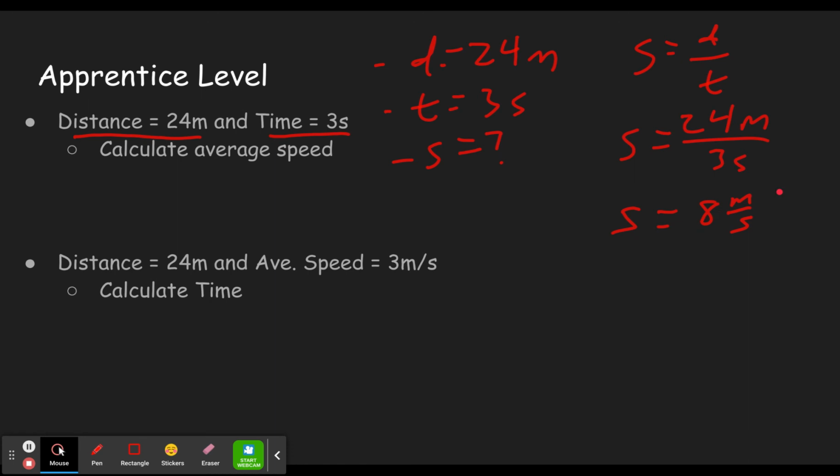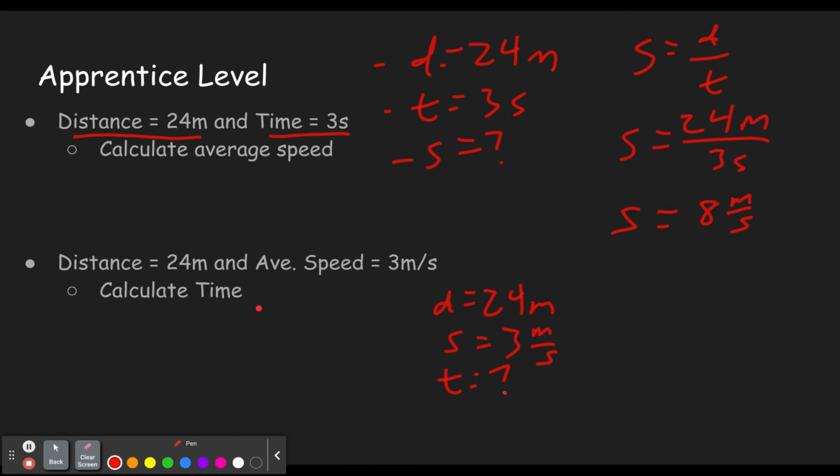All right. The second type of problem you'll see in the apprentice level gives you distance and speed, average speed. And so if you see that, then the only thing left to calculate is time, and you'll match it up with a box that has time. So let's go ahead and write that down. D equals 24 meters. Speed, average speed equals 3 meters per second, and t equals our unknown.